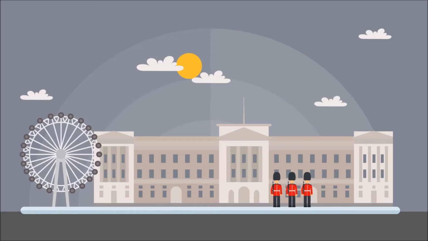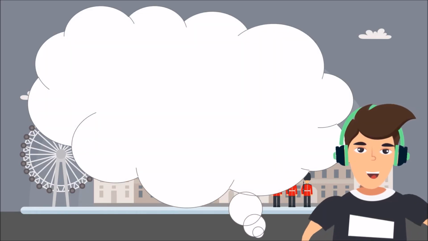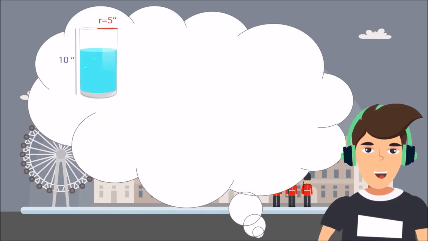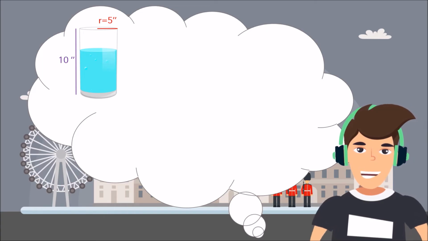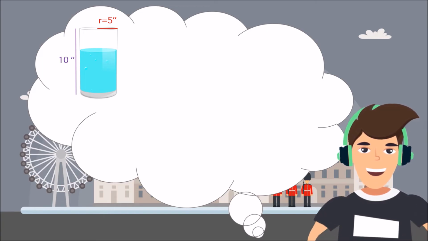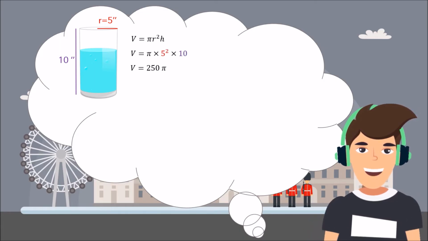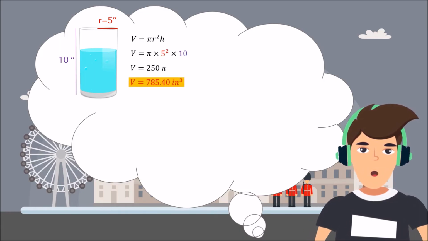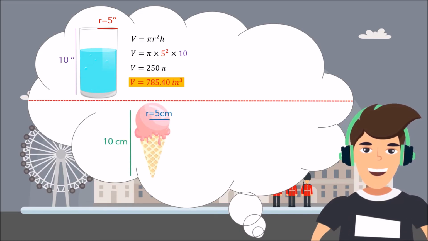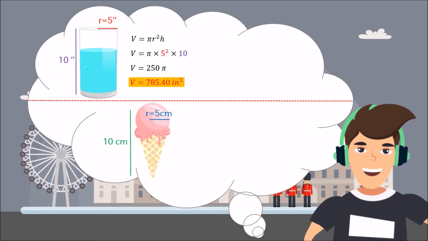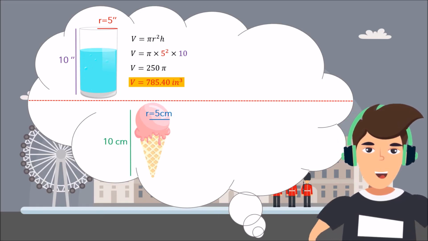Oh, I love ice cream. I'm wondering, what's the volume of the following? This cylindrical cup has a radius of 5 inches and a height of 10 inches. If we use the volume formula for a cylinder, we get that the total volume of the cup is 785.40 cubic inches. And the ice cream cone, which is full of ice cream, has a radius of 5 centimeters and a height of 10 centimeters as shown.